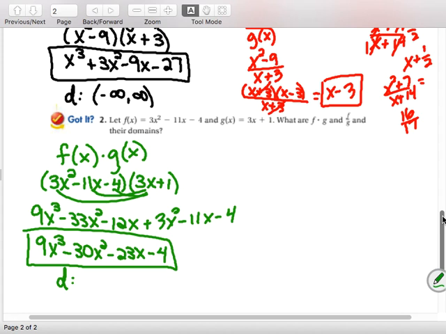You are asked to find the domain. Do you have any square roots here? No. Do you have any fractions? No. So my domain is negative infinity to infinity.